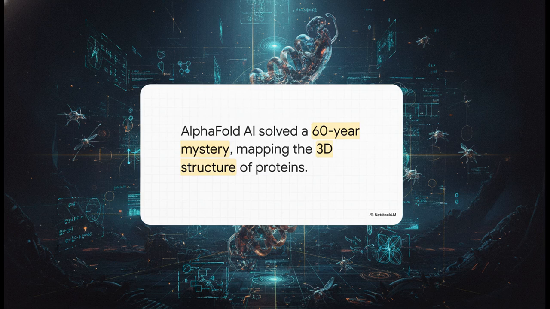Let's see how this builds, because this biological city is getting a massive upgrade right now thanks to artificial intelligence. For 60 years, figuring out the 3D structure of a protein, how that long, messy chain of amino acids folds up into a functional shape, was this monumental mystery. It was basically the Fermat's last theorem of biology. But recently, an AI called AlphaFold completely solved it. By mapping these structures, we've gone from just passively observing nature to actively programming it.